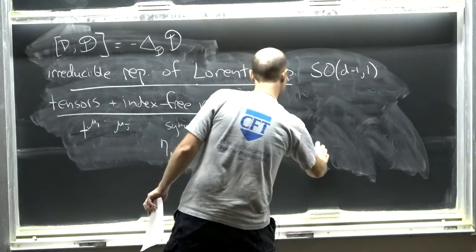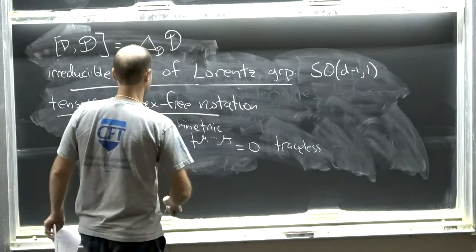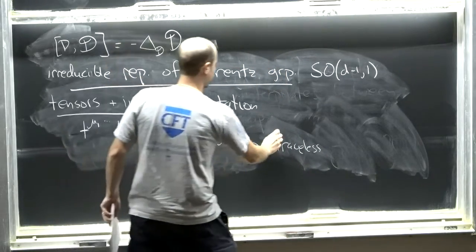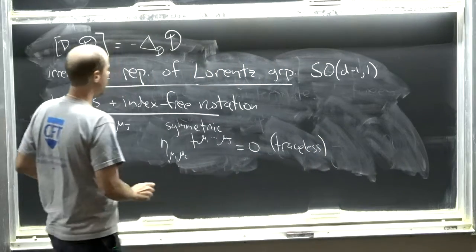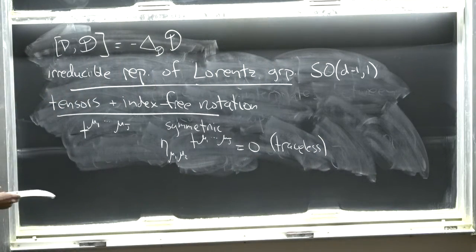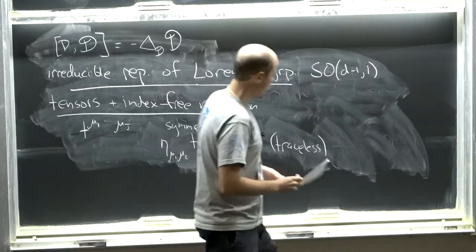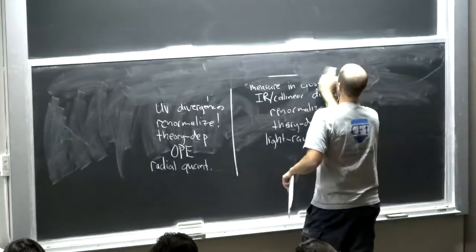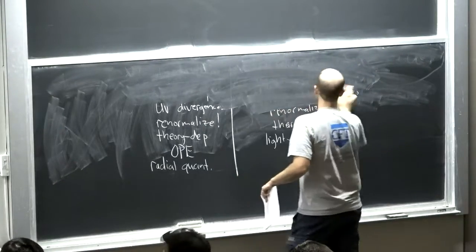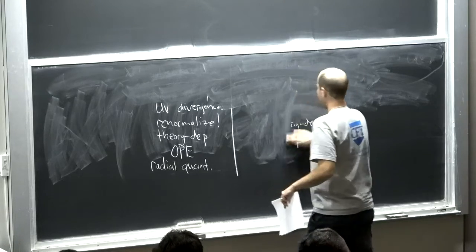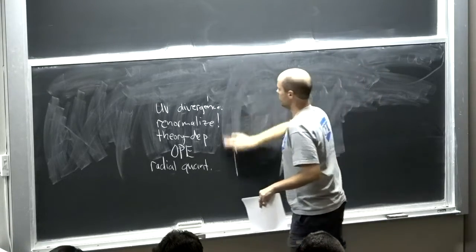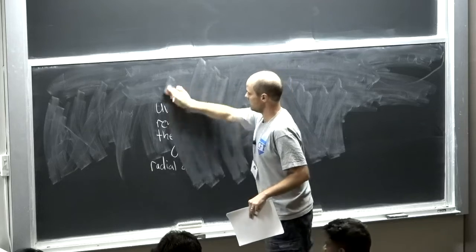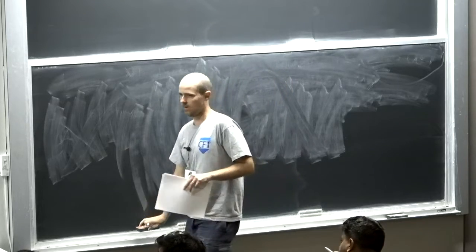Sorry, my handwriting degrades as I go farther down on the board. Okay, so the idea of index-free notation is that we can encode this tensor in terms of a polynomial. And this encoding is often a lot easier to think about. And in fact, it's also more efficient, for example, if you're doing calculations in a computer algebra system or something like that. It's just a better way to think about tensors.